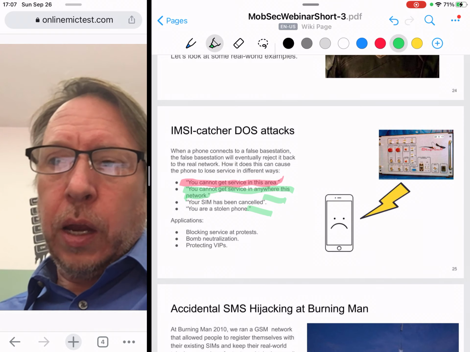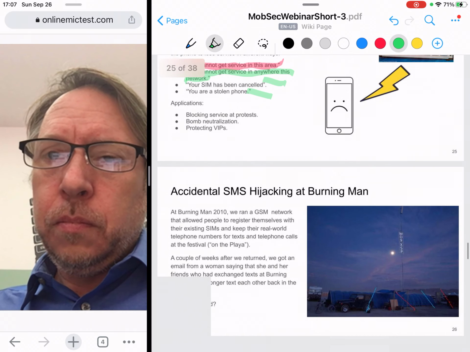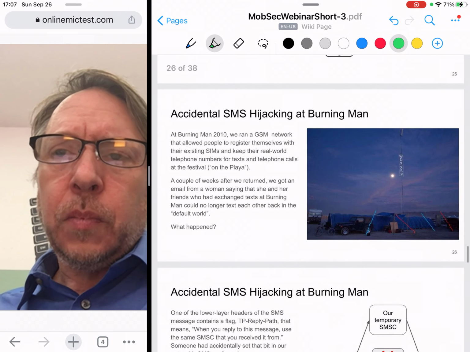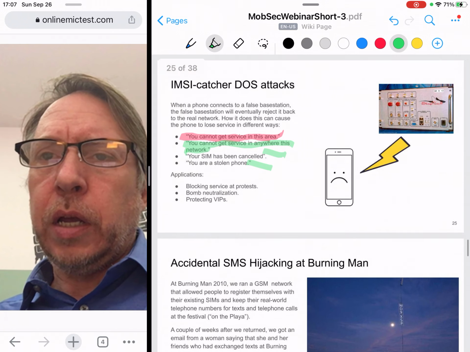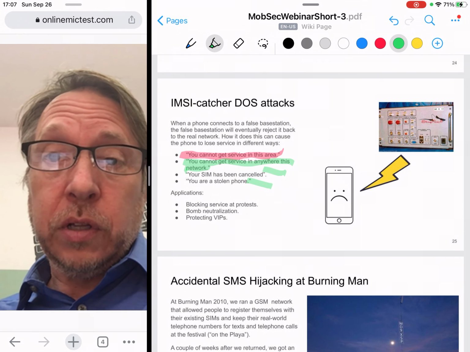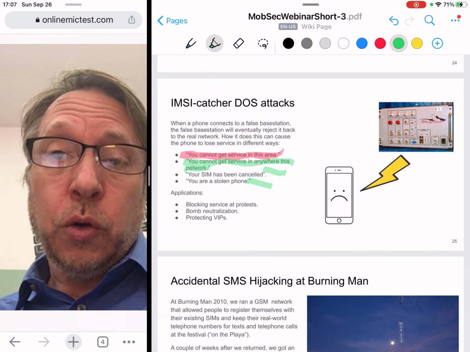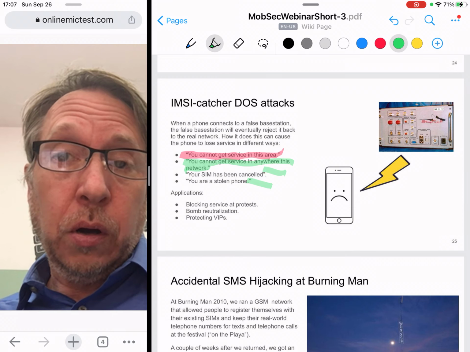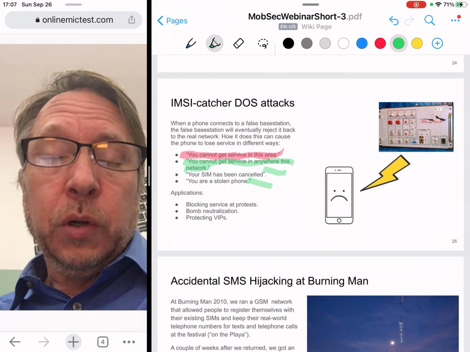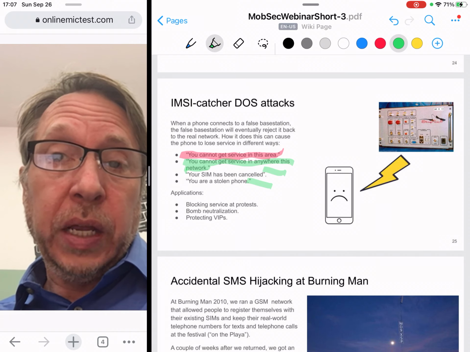Okay, so that's our first case study, denial of service attacks that persist after the phone has left the area of the IMSI catcher. And again, under any of these denial of service attacks, the phone will probably go into emergency call only mode, and will not receive calls or initiate data sessions, and the user may not notice this for quite a while. And in some cases, the only way to clear the condition is to remove the SIM and power cycle the phone.